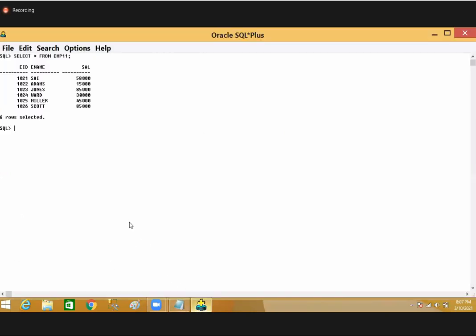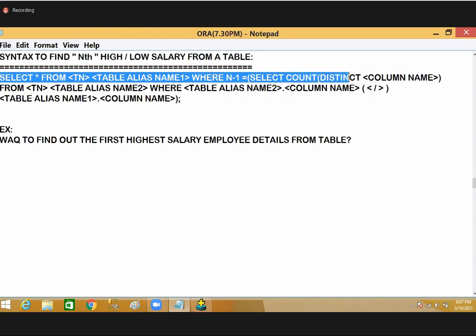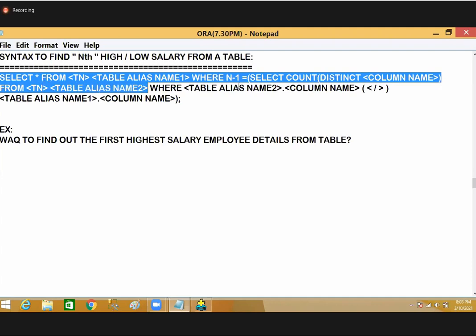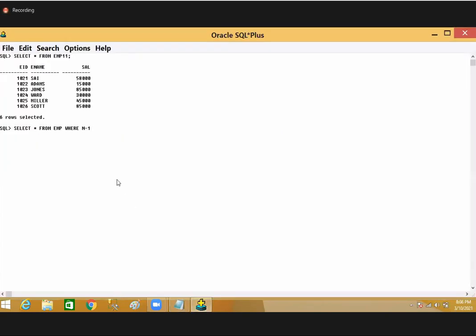Let me come back. As per the formula, select star from EMP where n minus 1 is my formula. Yesterday I gave the complete syntax: select star from table name, table alias name, where n minus 1 is equal to select count of distinct column name from table name, table alias name 2, where table alias name 2 dot column name is either less than or greater than table alias name 1 dot column name. This is our syntax.